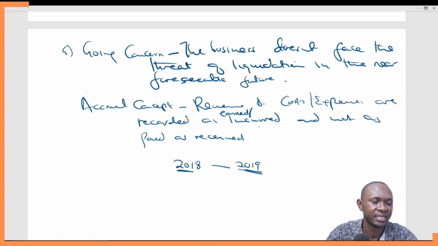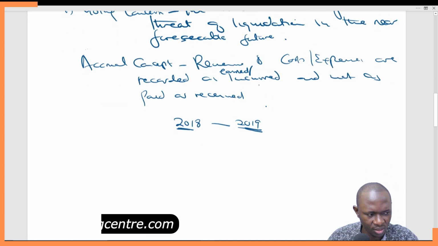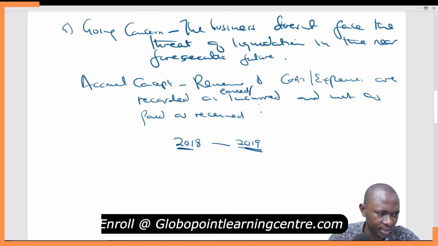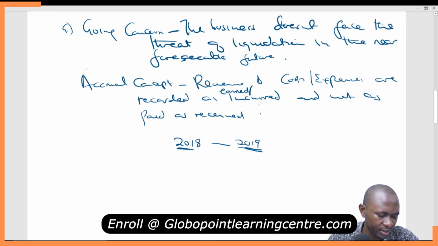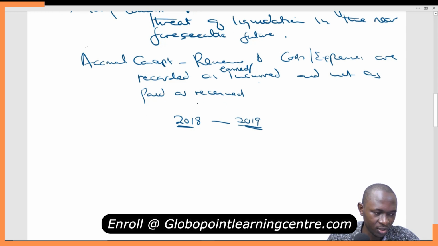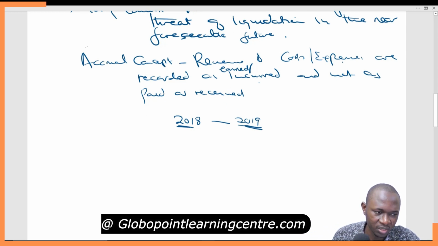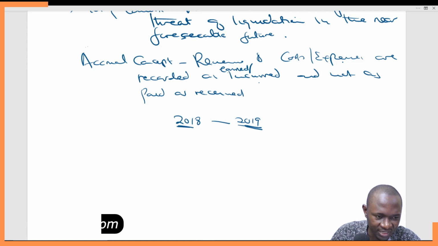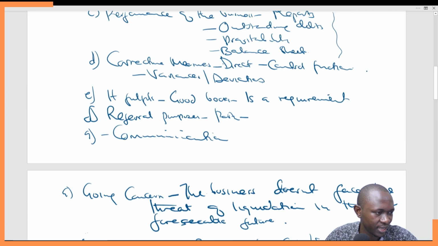You can receive it in any period of time, but let's record it at the time when it was actually earned. And this is in line with the matching concept where revenues and costs are supposed to be put in the same accounting period. They are almost related. There is a very good relationship between accrual concept and matching concept. So, revenues and costs, expenses are recorded as earned, revenues as earned, costs as incurred, and not as paid or received.